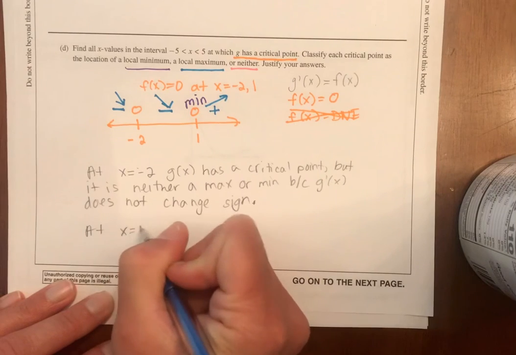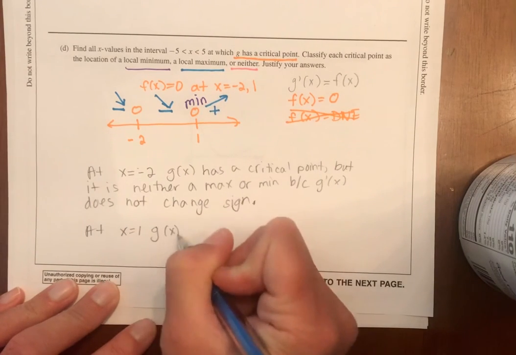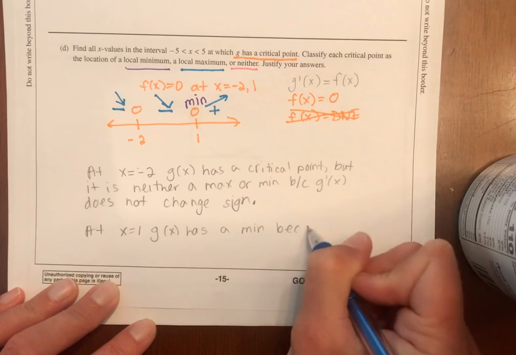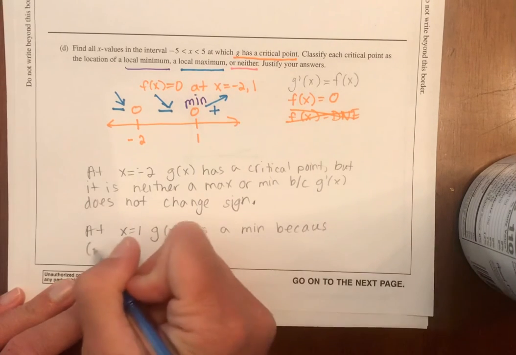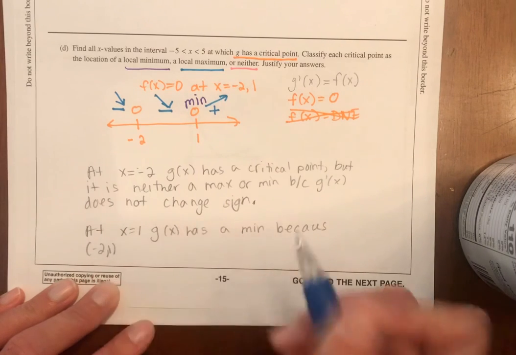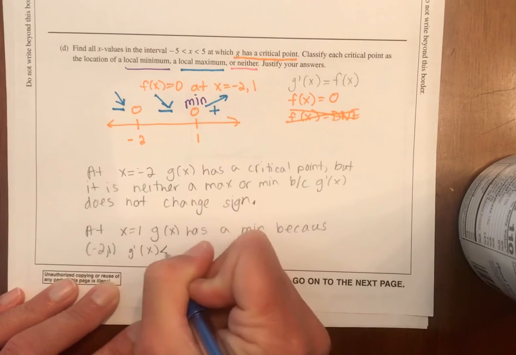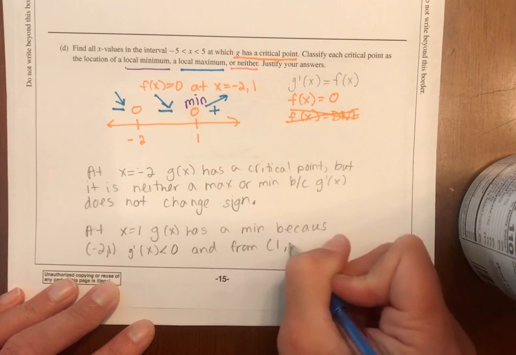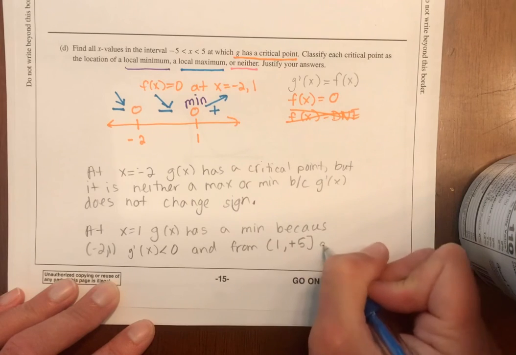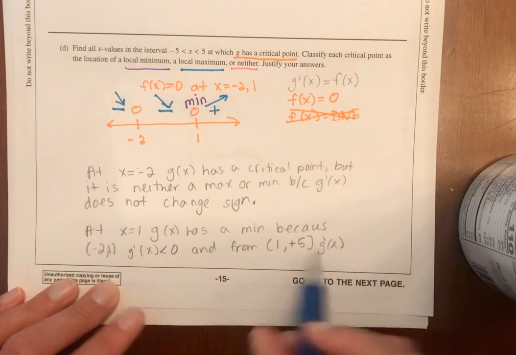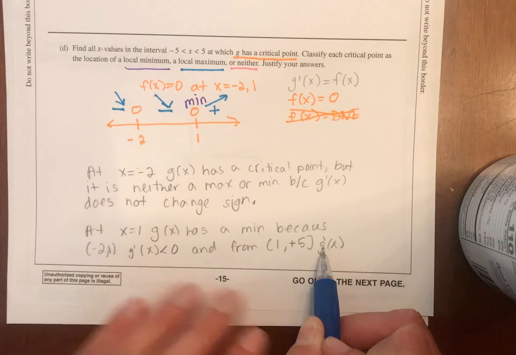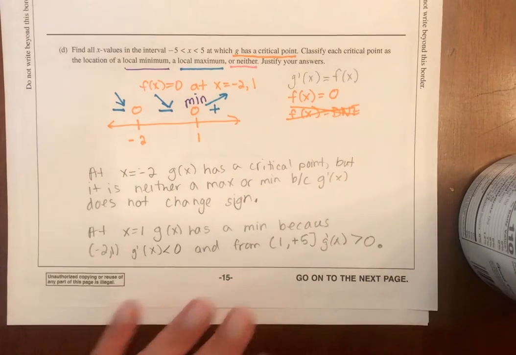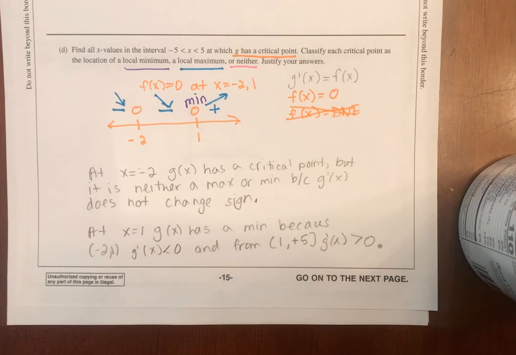At x equals 1, g of x has a min, because here I'm going to use intervals from -2 to 1. G prime of x is less than 0. And from 1 to +5, g prime of x, watch your notation here. Notice how I'm using all the notation given to me in the problem as well, is greater than 0. Okay, so two different types of sentences you could write.